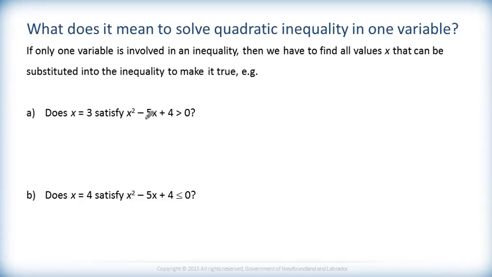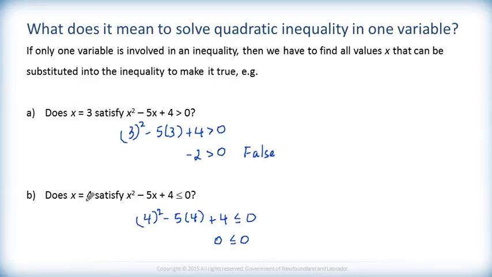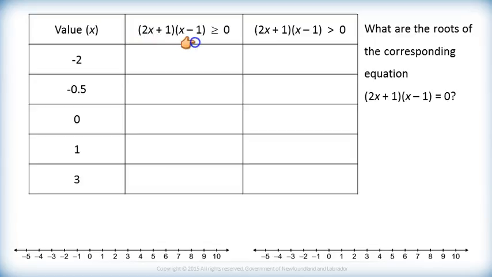Now, if a value satisfies a quadratic inequality in one variable, it must make it true. So when I put 3 into this one, I get a false statement because negative 2 is not greater than 0 for sure. Whereas in this one, when I put in x equals 4, I get a true statement. 0 is less than or equal to 0, but it's only true because I happen to have an equal sign in this case. Let's have a look at these two inequalities. They're exactly the same except one has the equal sign, the other one does not.